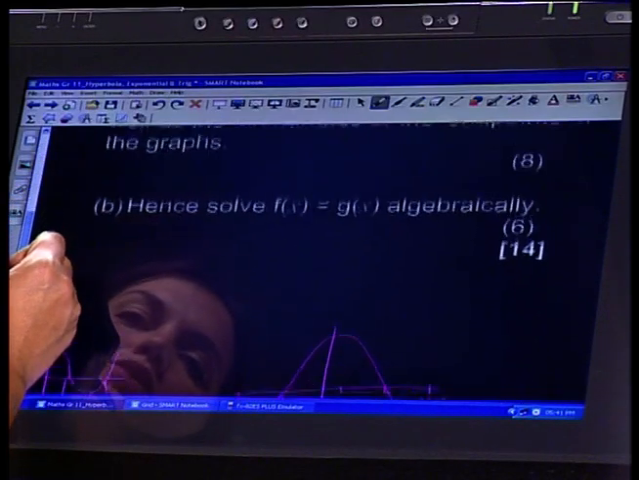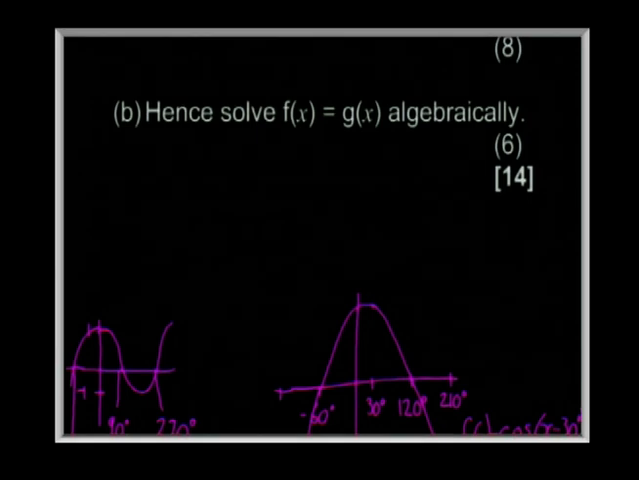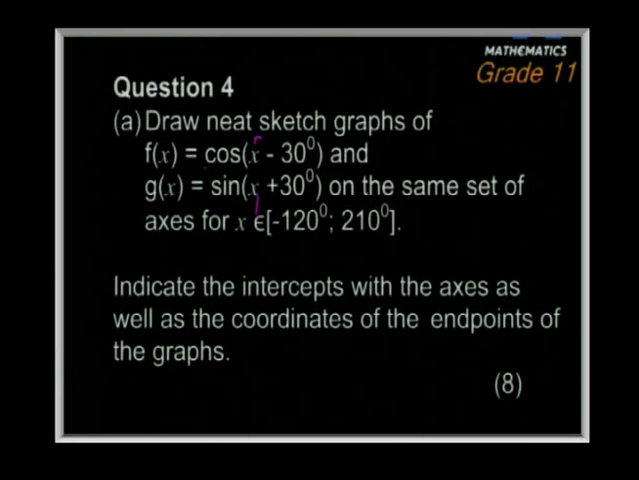The rest of question 4 says, hence solve f of x equals g of x algebraically. Now remember that when they say something like this, they're looking for a point of intersection. They've made the two functions equal to each other. So we need to make the two functions equal to each other. That means that our cos function will equal our sine function, and we'll have to play with it to get it to work. I can see that we're going to use general solutions here, so I hope you've been revising it. Let's move on. So our two functions are cos of x minus 30 degrees and sine of x plus 30 degrees.